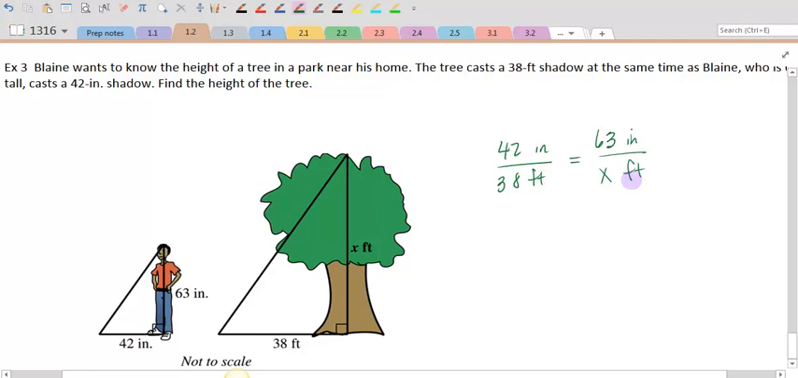Okay, so now we're going to cross multiply, and I have 42x is equal to 63 times 38, which is 239. Divide both sides by 42, and I find out that the height of the tree is 57 feet tall. Okay, so using the idea of similar triangles and just the height and the shadow, I'm able to figure out what the height of the tree is.